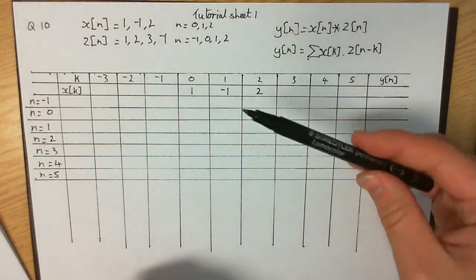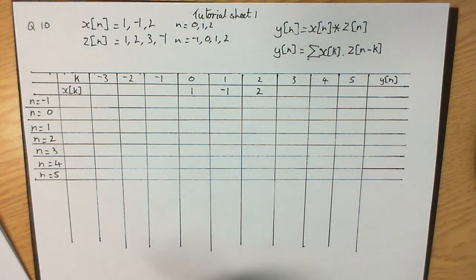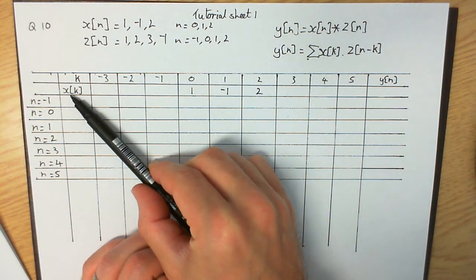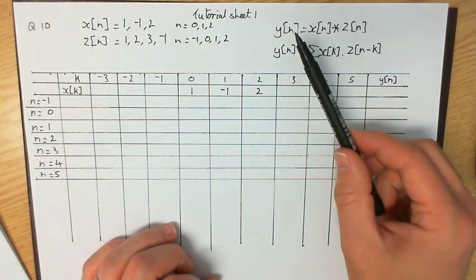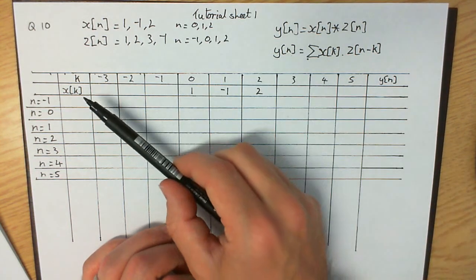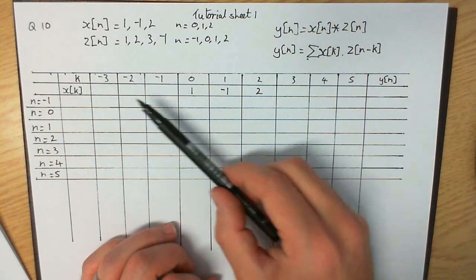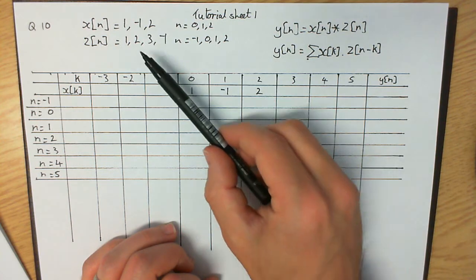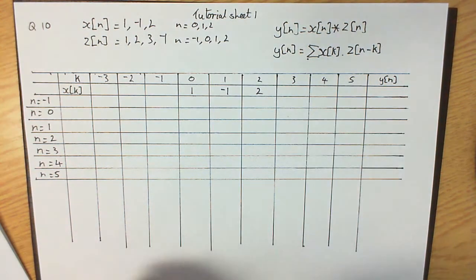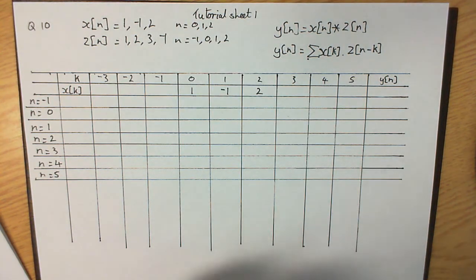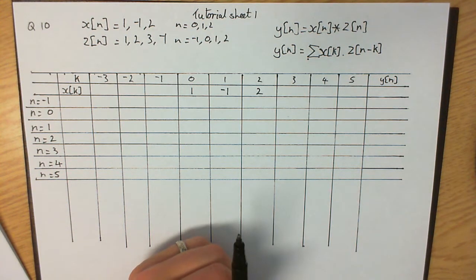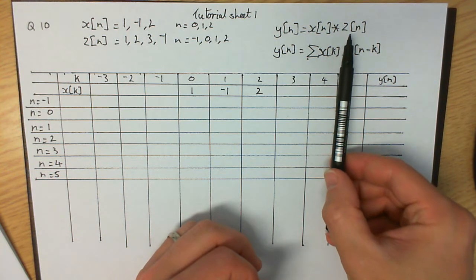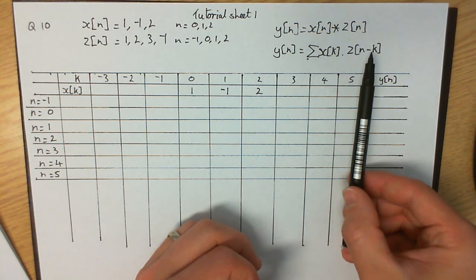Now what I've done, I've already drawn out the table that we need to do this, and I've filled in the values of x of k. So the first stage is that you replace n with k, which I've done here, and I've written this out. So we have 1, minus 1 and 2 as we were told in that first function. The next function, z, well, this is the one that we're going to have in here.